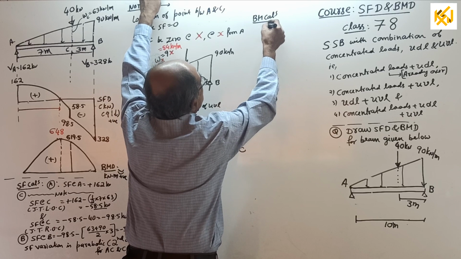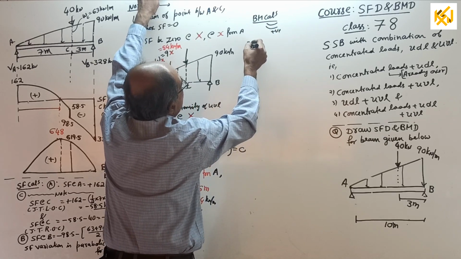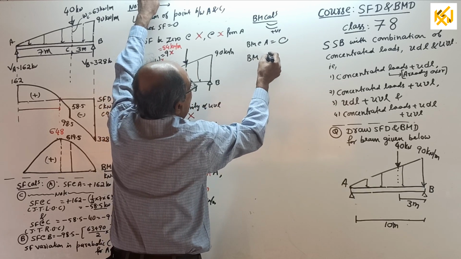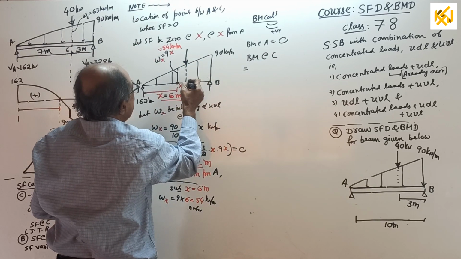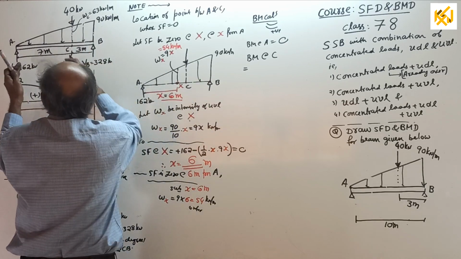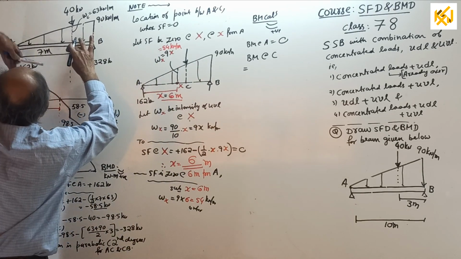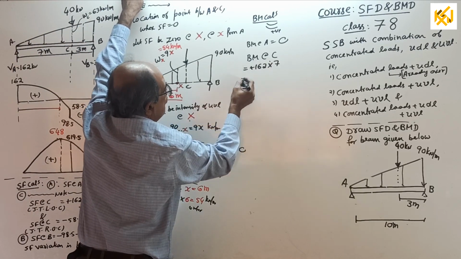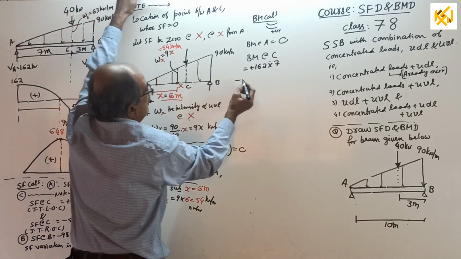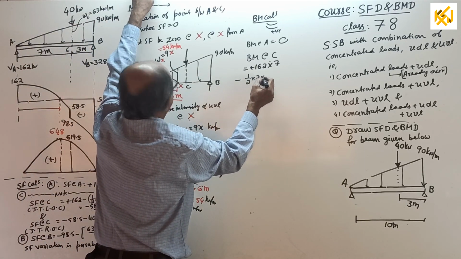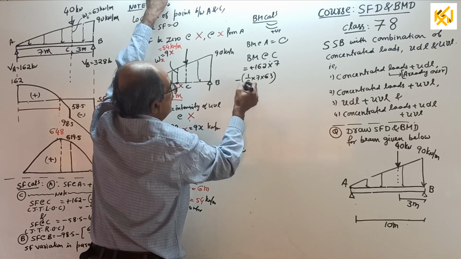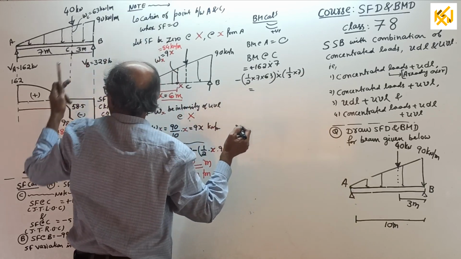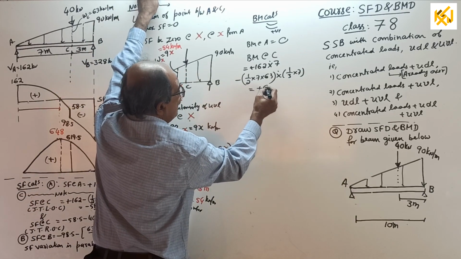Over. Sagging positive, bending moment at A equal to 0. Next, you want bending moment at C, standard point C. This distance, you can see here. Bending moment here equals plus 162 into 7, minus moment of this much load, half into 7 into 63 into bracket 1 by 3 of 7. This will come, I already calculated, 619.5 kilonewton meter.